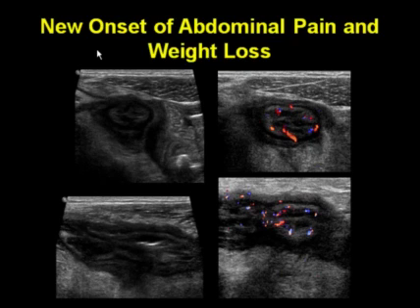So here is a young individual who came to ultrasound because of the new onset of abdominal pain and weight loss. This patient did not have a prior diagnosis of inflammatory bowel disease. However, multiple loops of bowel were noted to be very thickened and hyperemic, as you can appreciate. Here there was some prominent mesenteric fat in association with these abnormal loops, and this did turn out to be Crohn's disease.